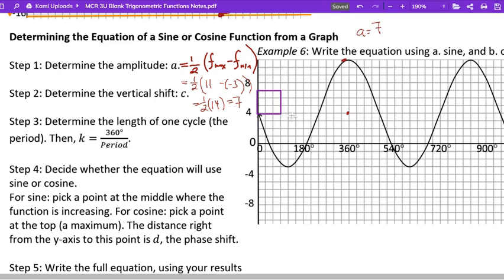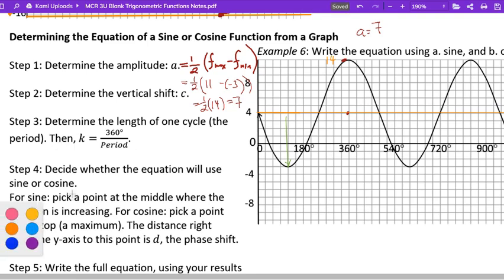How did I do that? I know that the amplitude is 7. If the maximum point is at 14, it means that the maximum is 7 away from the central axis. The maximum is also 7 away from the lowest point.